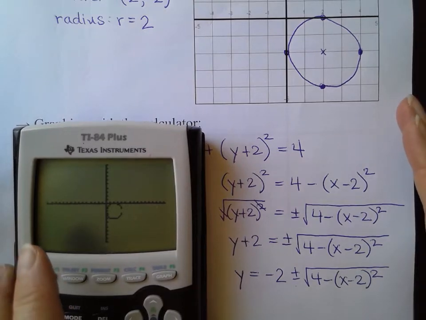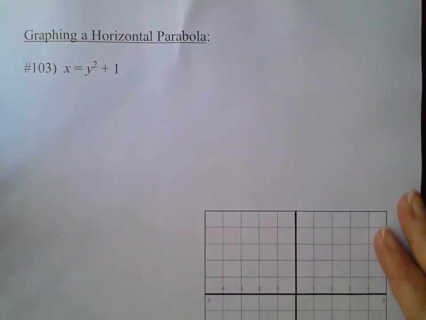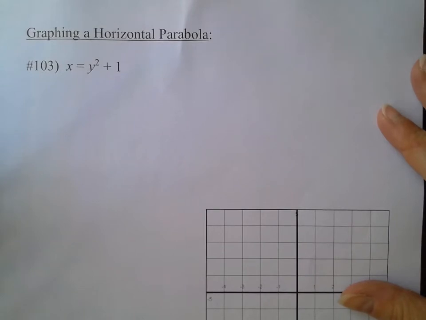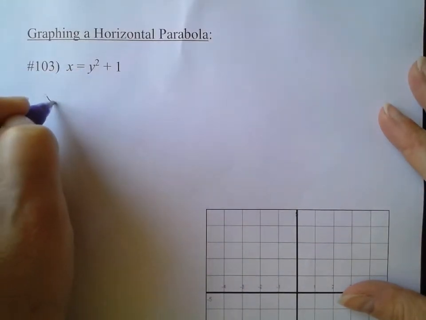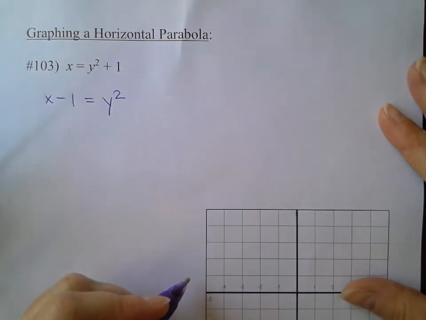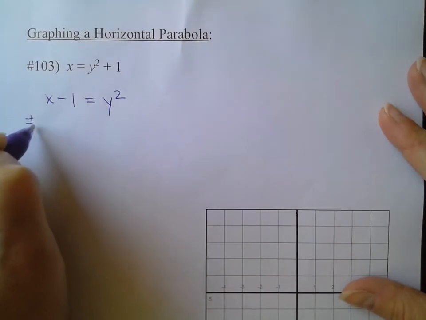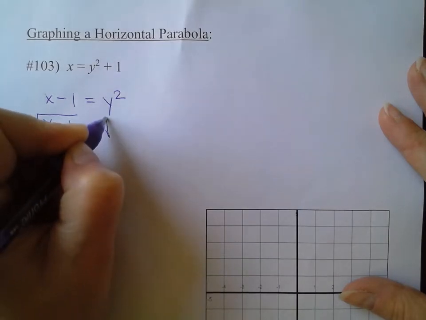Let's take a look at doing the same thing for a horizontal parabola. Okay, to plug this into our calculator, we would need to do the same thing. We would need to solve for y. So let's do that. So we'll subtract 1 over, and we'll apply the square root to both sides. Same thing's true here. I'm putting in the square root. It's not already there, so I need that plus or minus.